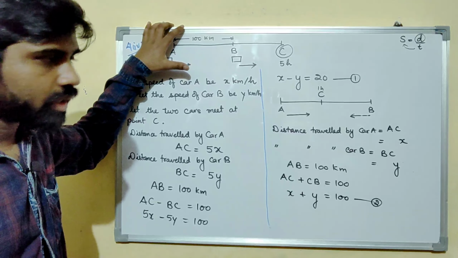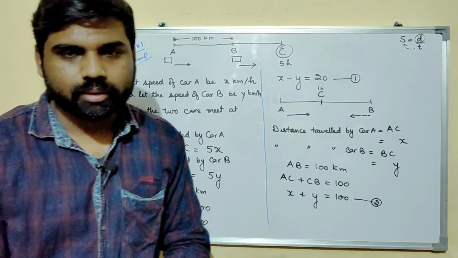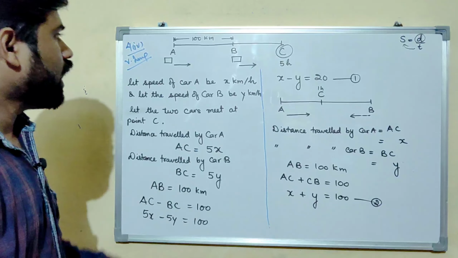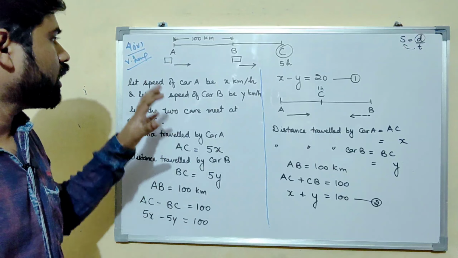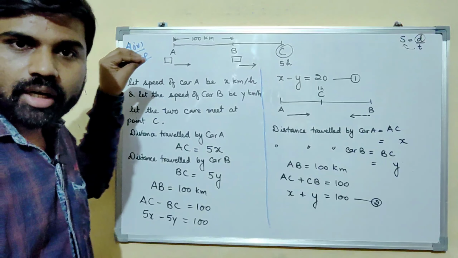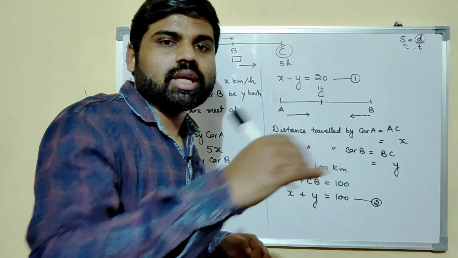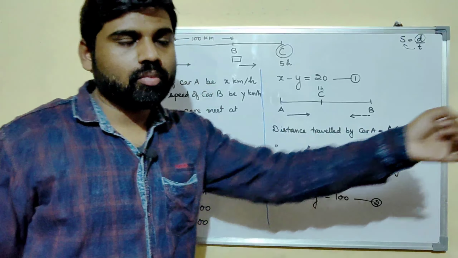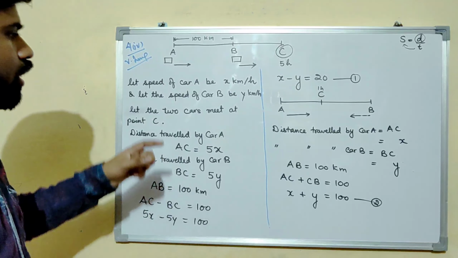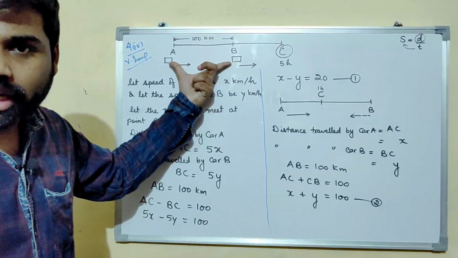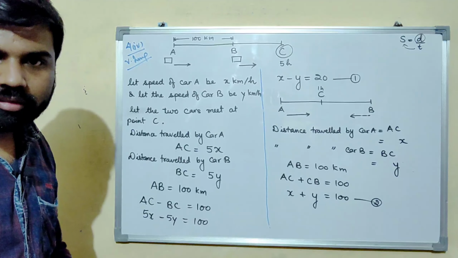They have given you the condition that there are two places A and B, 100 kilometers apart on the highway. There are two cars at A and at B. Now they have given you the condition that if car A and car B are traveling in the same direction, that means car A is going like this and car B is also going like this, they will meet at a point C in 5 hours. So we calculated the distance traveled by car A and car B. It was 5x and 5y respectively.